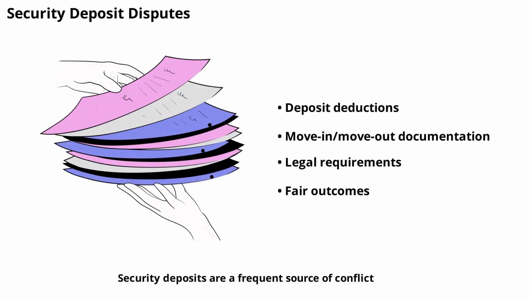Security deposits are a frequent source of conflict. Disputes often arise over deductions for damages, cleaning, or unpaid rent. Both tenants and landlords should document the property's condition at move-in and move-out with photos and checklists. Clear communication about expectations and legal requirements can help avoid misunderstandings and ensure fair outcomes.